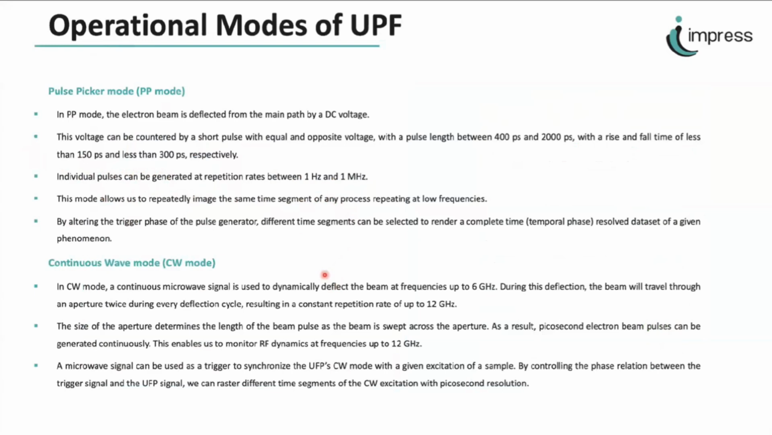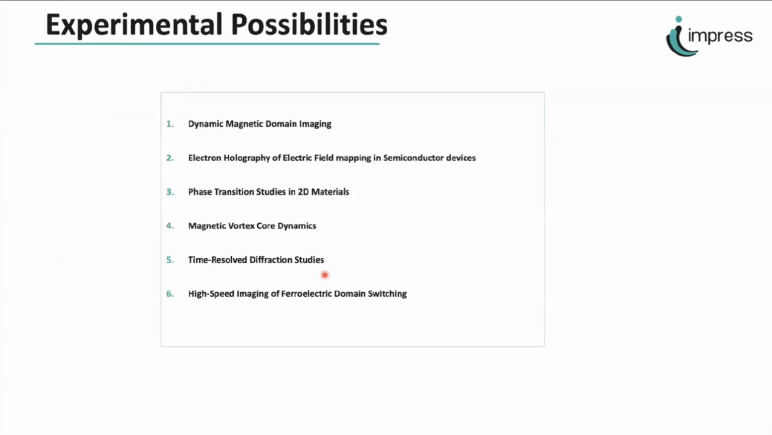And in the continuous mode, when the kickers or blankers work based on radio frequency sources, it would be a sinusoidal electron wave. Then we can have up to 12 gigahertz, which goes, for example, to less than 50 picoseconds. And then we can study the specimen in this range.